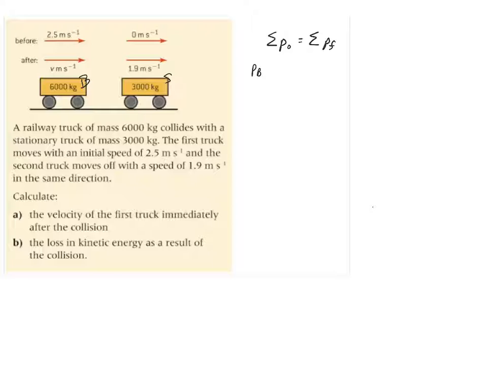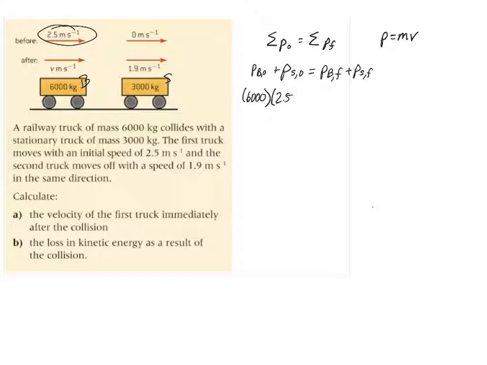So momentum of the big car initial plus momentum of the small car initial should equal the momentum of the big car final plus the momentum of the small car final. And again, I'm going to start putting some numbers in here. So the momentum of the big car initially, it tells us has a speed of 2.5 meters per second. Remember, momentum is mass times velocity. So I'll put in my mass, which is 6,000, times its velocity.